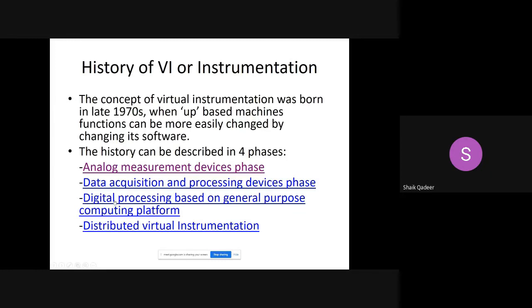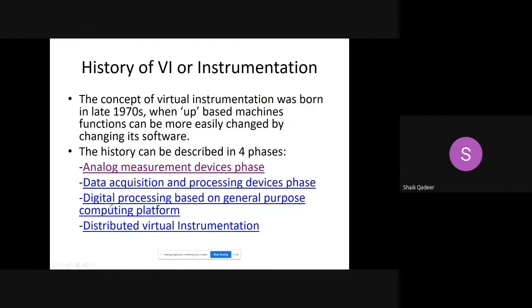Now if someone asks you to give the definition of virtual instrumentation in one word, what would you say? The use of computer in instrumentation. One of you please repeat what is virtual instrumentation? The use of computer in instrumentation is called virtual instrumentation. Yeah, the use of computer in instrumentation is called virtual instrumentation, right?